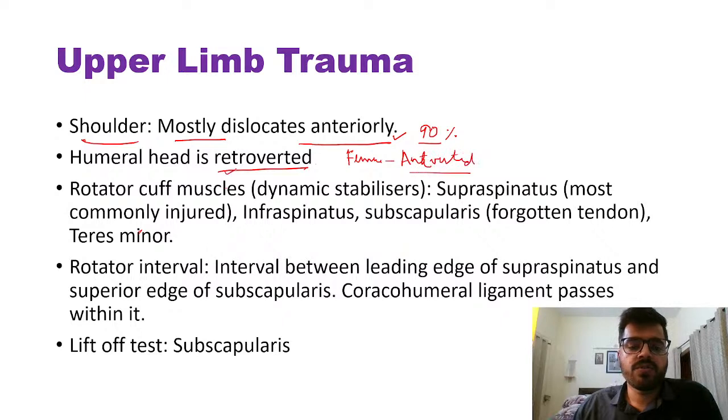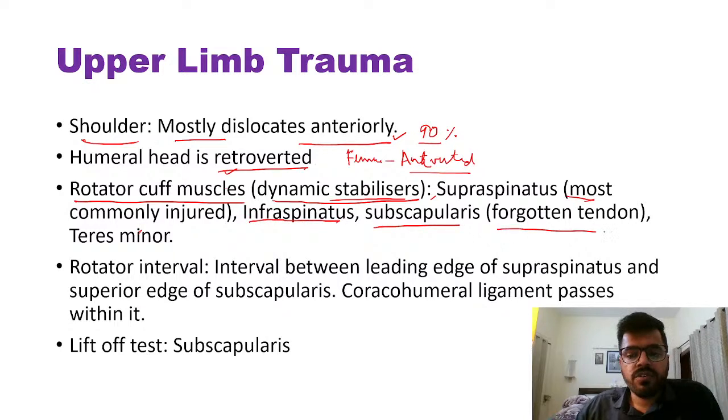Humeral head is retroverted. Then we have rotator cuff muscles. They are dynamic stabilizers of the shoulder joint. They are four muscles: supraspinatus, which is the most commonly injured, then infraspinatus, subscapularis, which is the forgotten tendon, and teres minor. So supraspinatus is the most commonly injured.